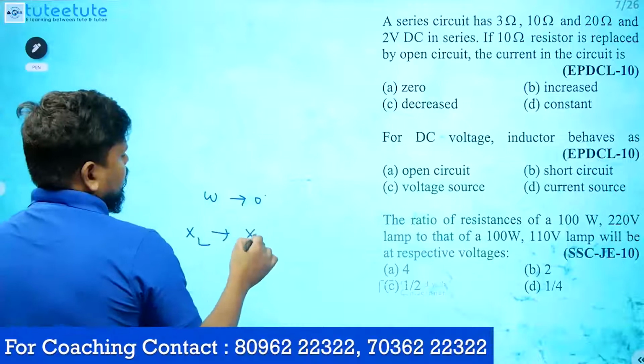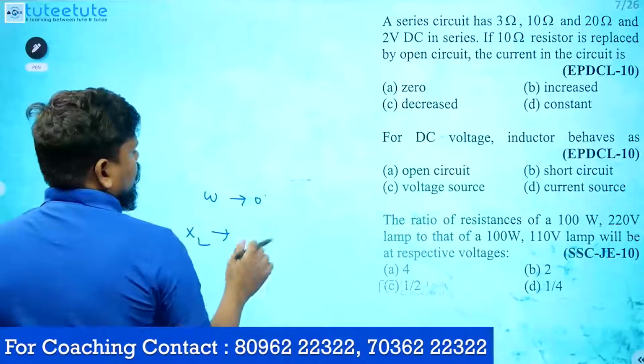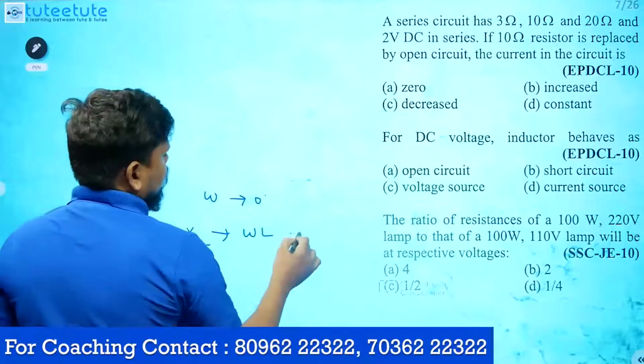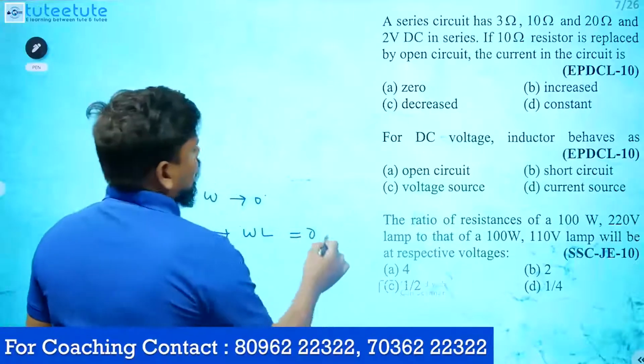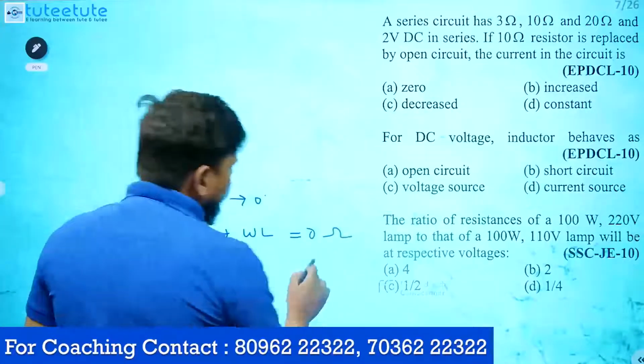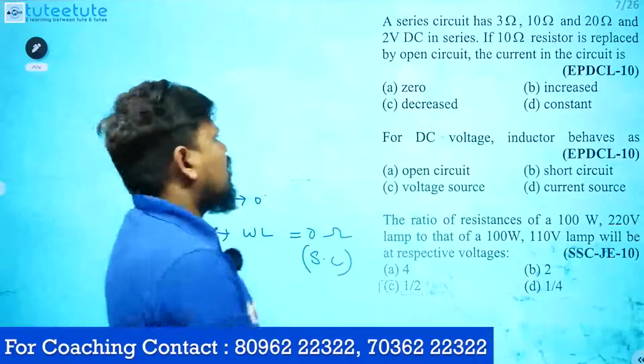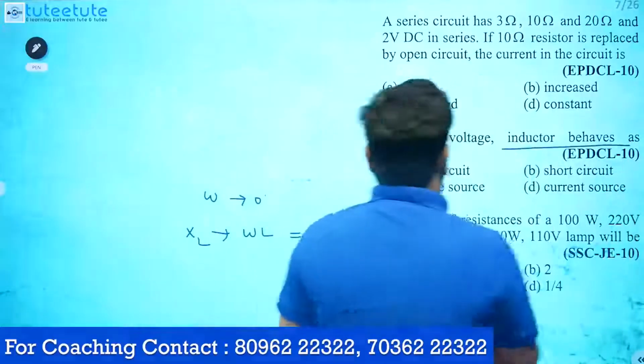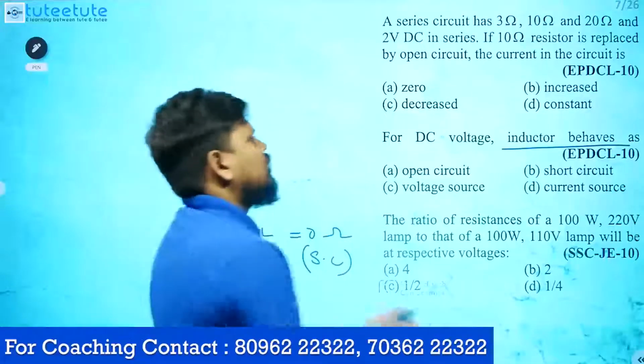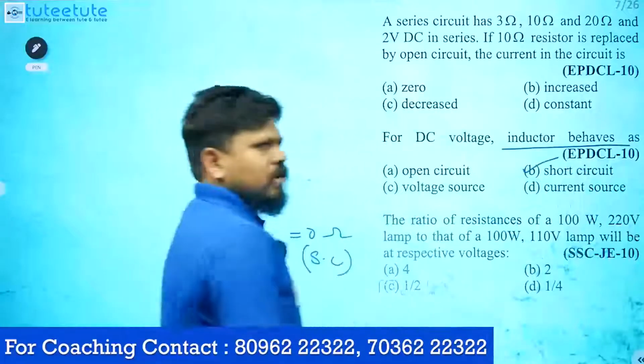Inductive reactance XL is nothing but omega into L. So omega into L will be equal to 0 ohms. 0 ohms means short circuit or open circuit? Short circuit, that's it. Understanding, right? For DC voltage, the inductor behaves as a short circuit.